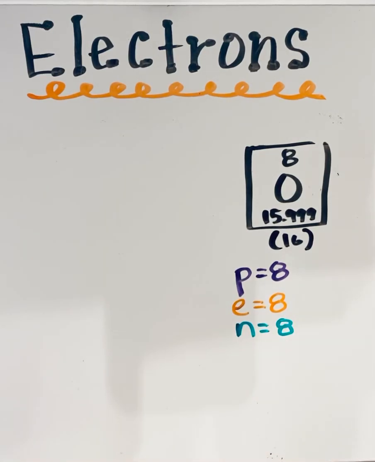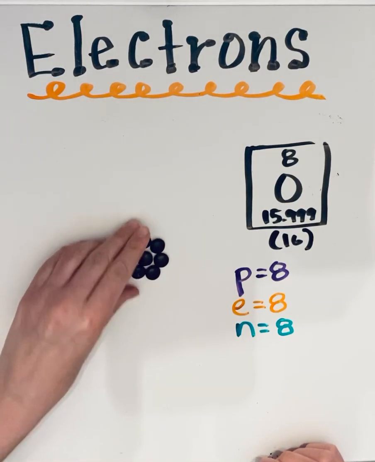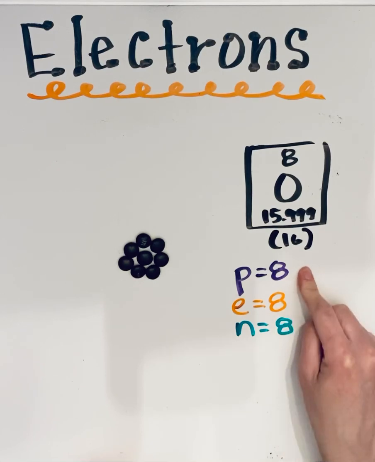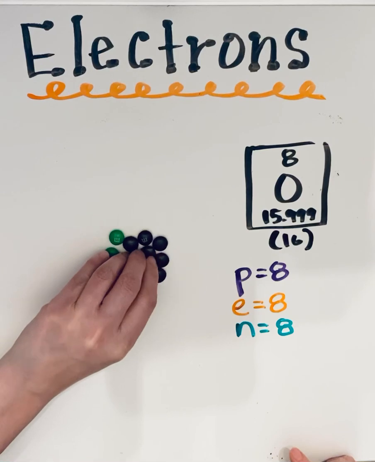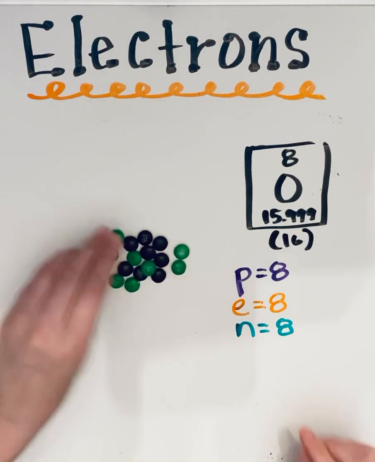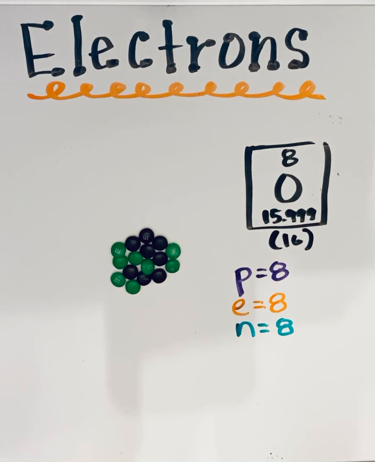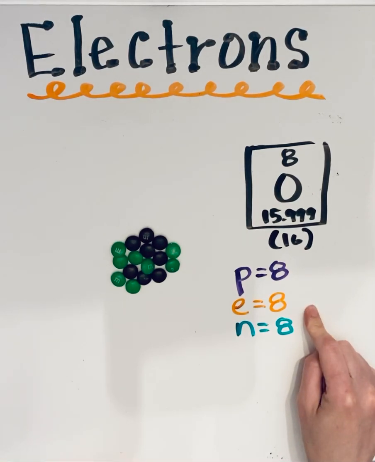That's a lot to draw. So I'm going to use M&Ms. I don't have purple M&Ms, but I do have brown ones. 2, 4, 6, 8. So this is just another way to represent this. So that is my 8 protons. I'm going to use green M&Ms for my neutrons, which I need 8. 2, 4, throw a couple in the middle, 6, 8. So I have my 8 protons, my 8 neutrons, and now I need 8 electrons.